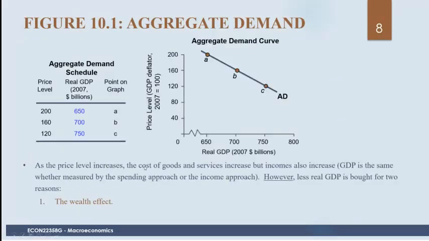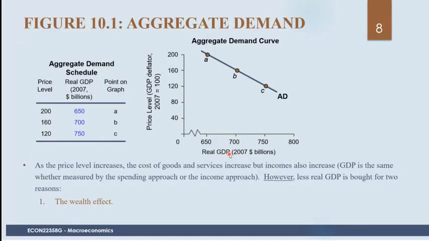There are different effects. We have an aggregate demand curve. We're given different price levels here and different levels of real GDP. If we plot it, we'll get our aggregate demand curve. As the price level increases, think about being maybe at point C here. As the price level increases, the cost of goods and services increases, but incomes will also increase. And remember, GDP is income as well. We can have the spending approach or the income approach. This is also income.